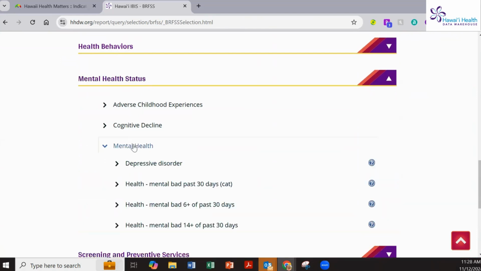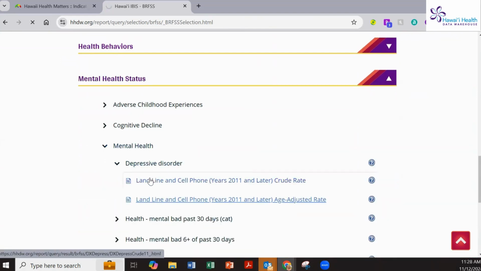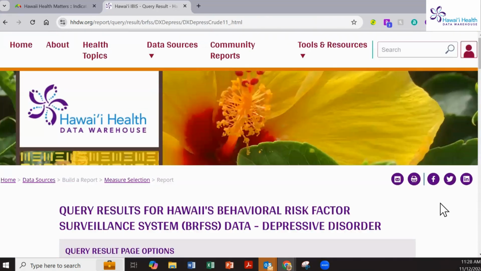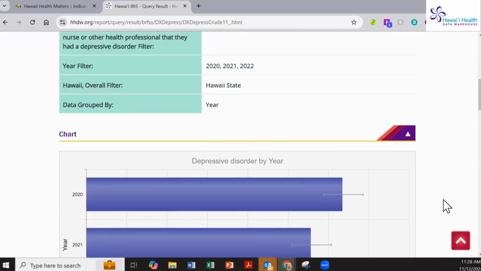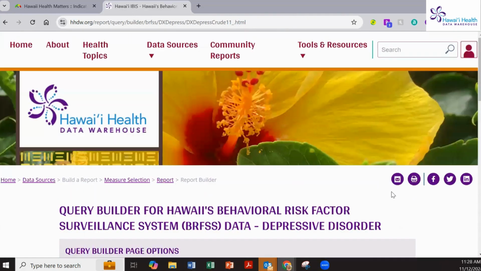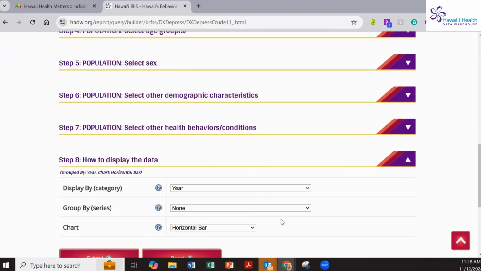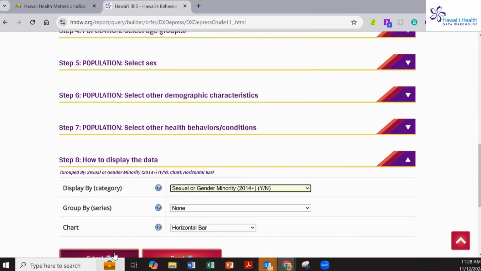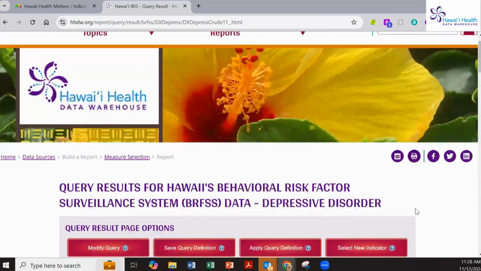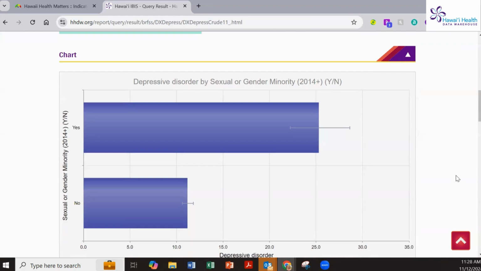So you can see, for example, we could look at depressive disorder. We're going to just use the crude rate for now. And what we see here are the 3 most recent years of data for the state. But what we can do is modify that query again, skip all the filters because we want to see the whole population, and look at it by one of several options of sexual orientation or gender identity. We'll look at sexual or gender minority. And now we can see, oh, there's quite a difference. So this is a great way to identify health indicators that are disparate among the sexual or gender minority population.